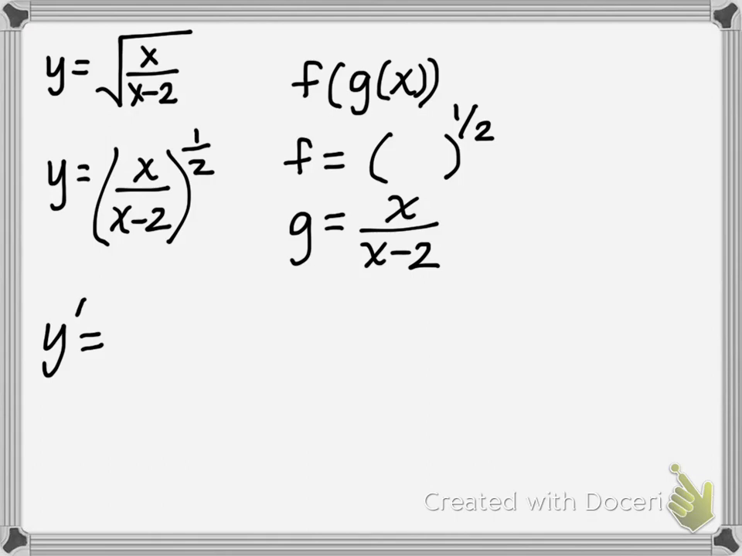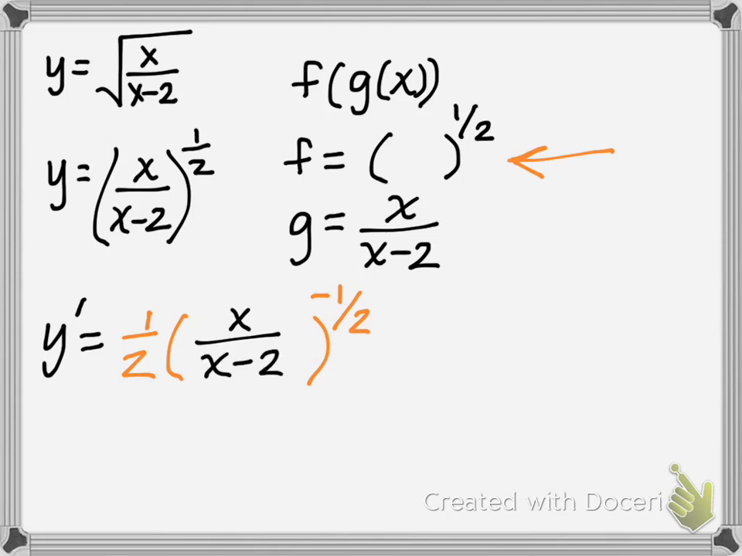So to compute the derivative of this function, we're going to use the chain rule. Chain rule begins with the derivative of the outer function. And since our outer function is a power function, we're going to use the power rule. So the derivative of something to the 1/2 will be 1/2 something to the negative 1/2 power. And remember, that's because we subtract 1 from the exponent. And then we'll go ahead and input the original inner function, which is the original g function, which is x divided by x minus 2.